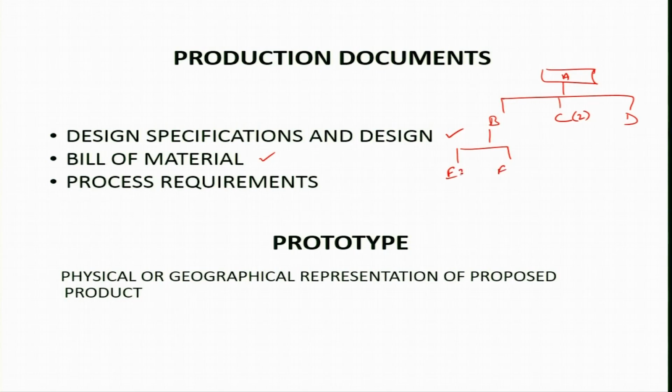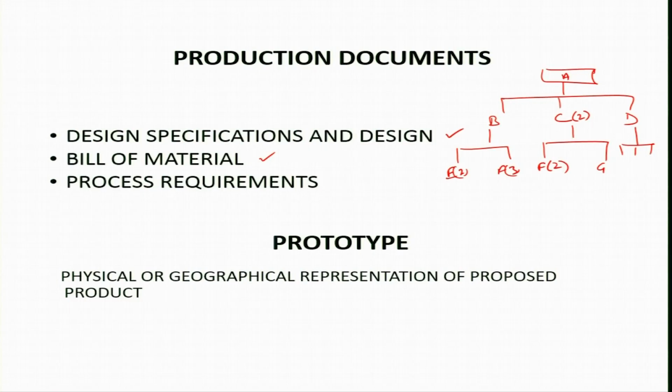You require 2 components of E and 3 components of F. Similarly, to manufacture C, you require F and G, 2 components of F and 1 component of G. To manufacture D, you require some components like this. So this type of diagram reflects the bill of material.